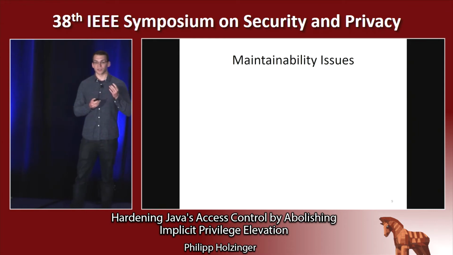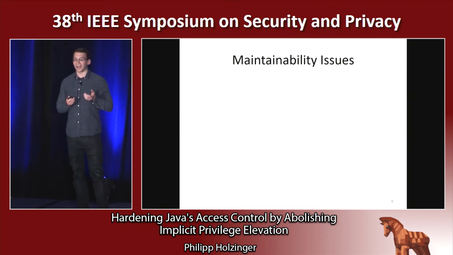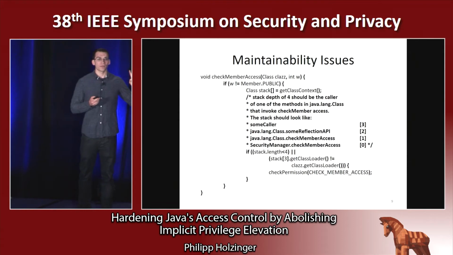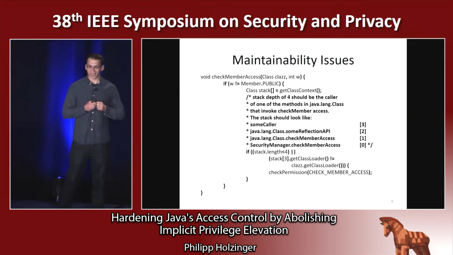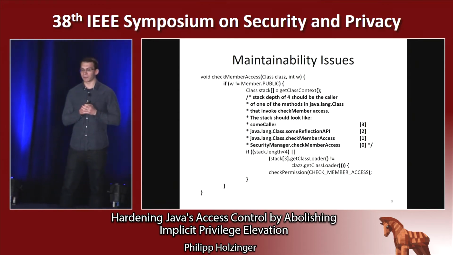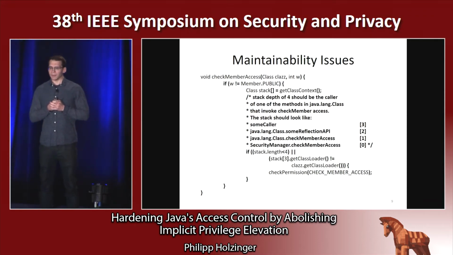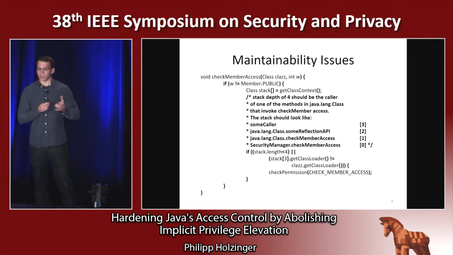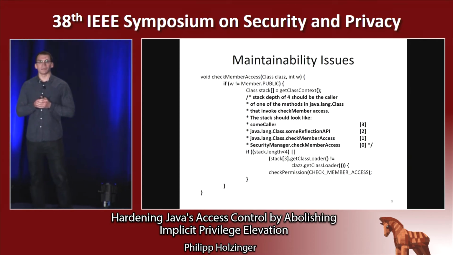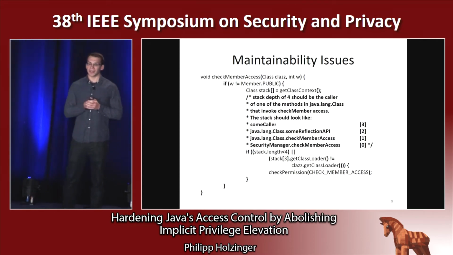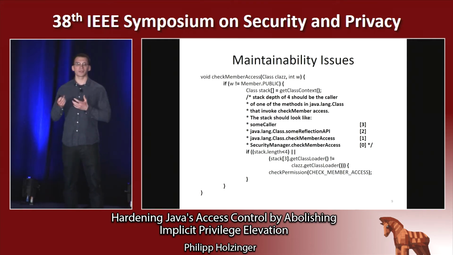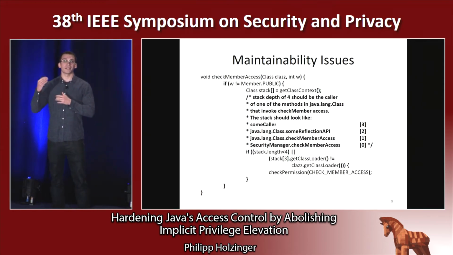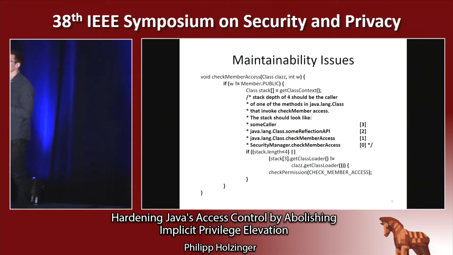The first thing we will consider here are maintainability issues. This is now a real example from Java 7. And as you can see, this method here, checkMemberAccess, performs a permission check. But this permission check is also guarded by a shortcut here. And this shortcut, as you can see here, is a complicated conditional that makes extensive assumptions about the call stack. So in this case here, about the length of the call stack, the order of callers, and also their identity. So as you can imagine, it's very easy to break the assumptions that are hard-coded in this shortcut.